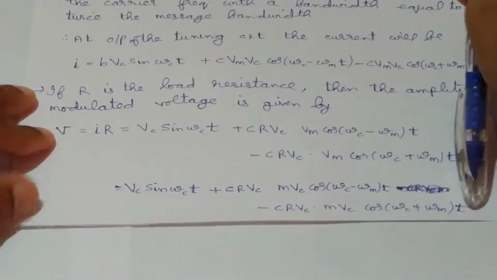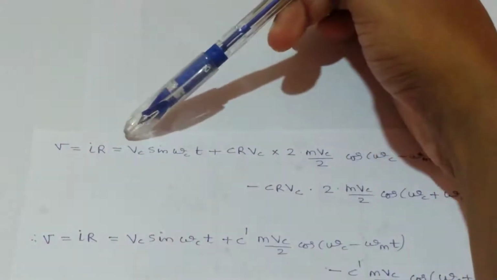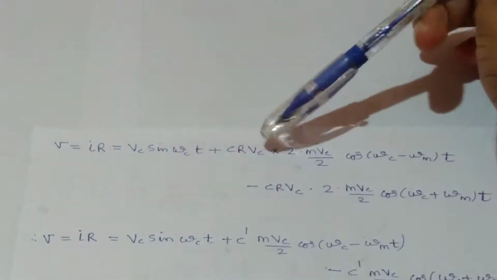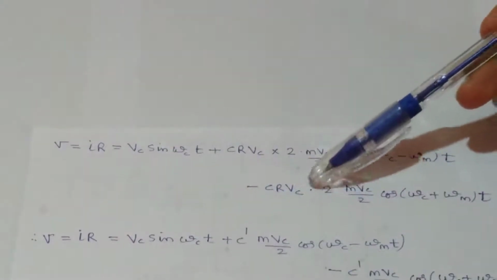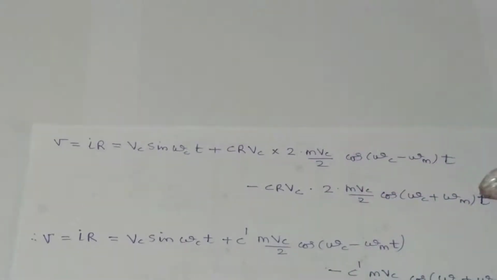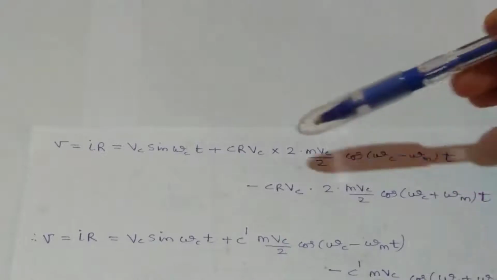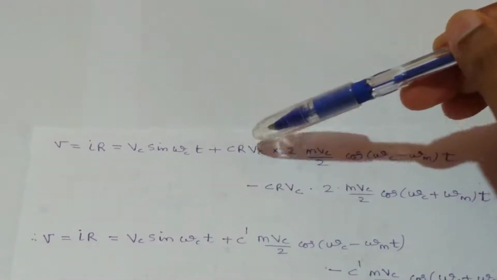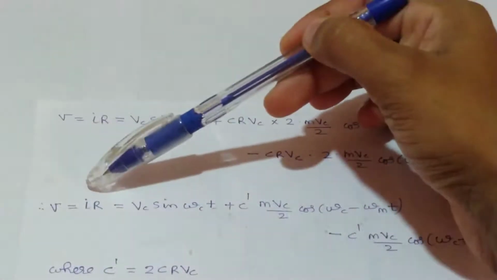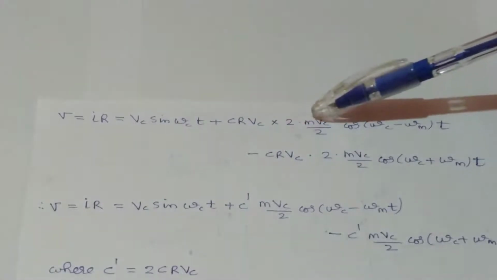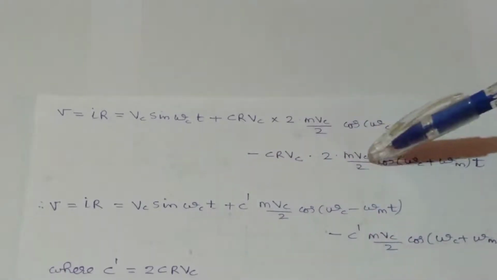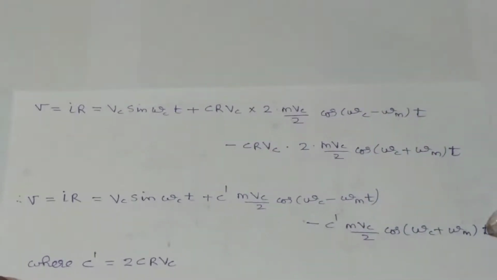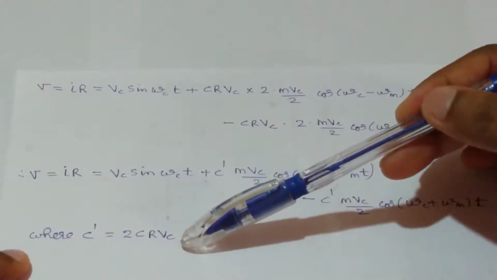Let's consider that equation. So we have V equal to I R equal to Vc sin omega c t plus C R Vc into 2 into m Vc by 2 cos (omega c minus omega m) t minus C R Vc into 2 into m Vc by 2 cos (omega c plus omega m) t. Now I am going to represent this 2 C R Vc as C dash. Okay, then I will get V equal to I into R equal to Vc sin omega c t plus C dash m Vc by 2 cos (omega c minus omega m) t minus C dash m Vc by 2 cos (omega c plus omega m) t, where C dash is equal to 2 C R Vc.